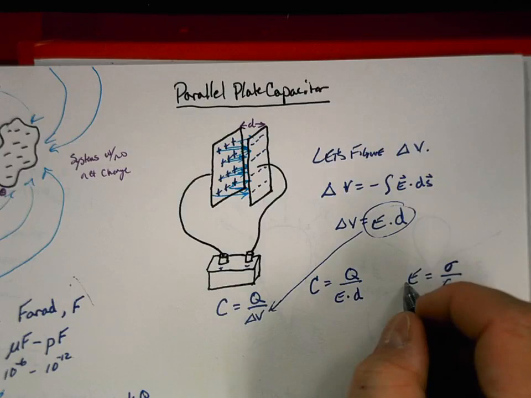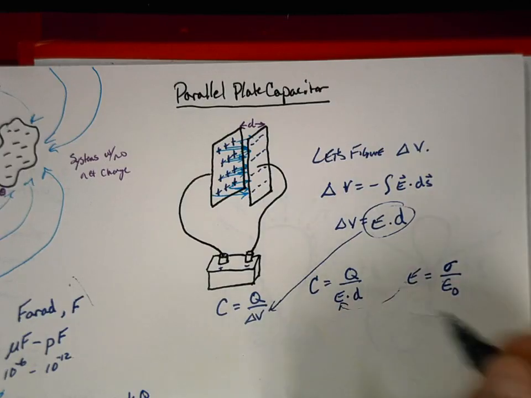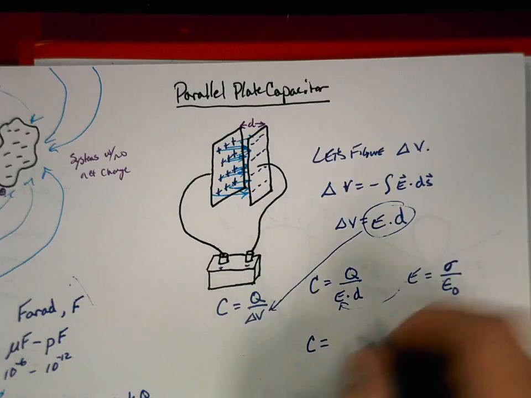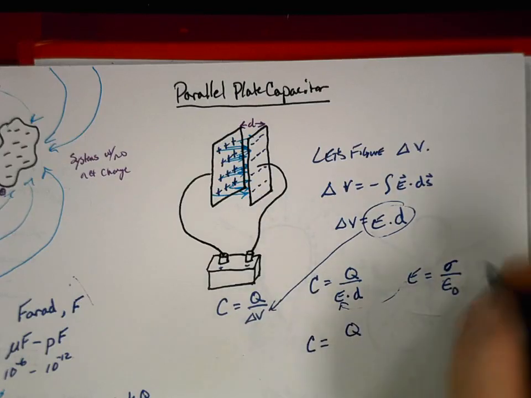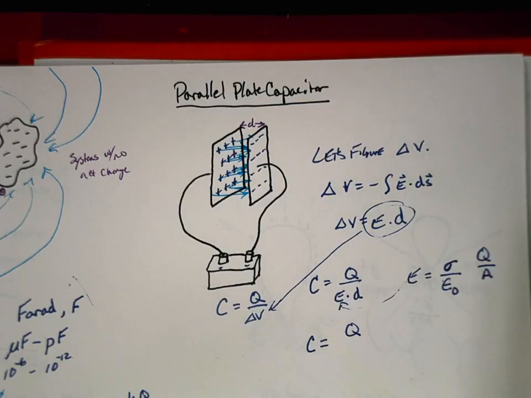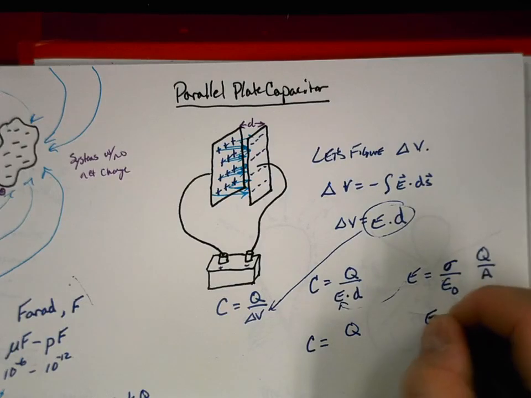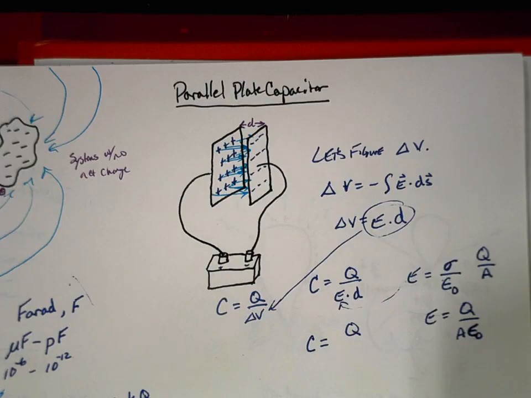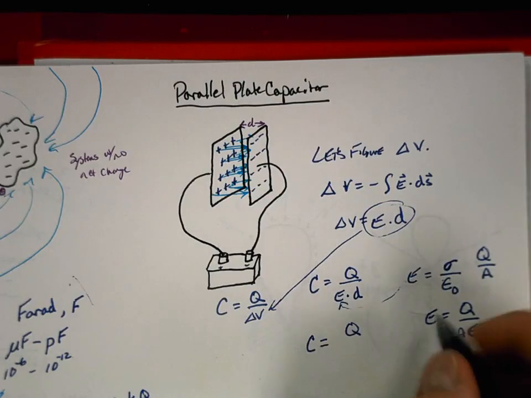This is coming in here. So now our capacitance is Q. Well, what's our sigma? Our sigma is Q over A, right? That's our charge per unit area. So our E becomes Q over A epsilon naught, yeah? Well, let's not plug this in here. Let's plug this one in there.